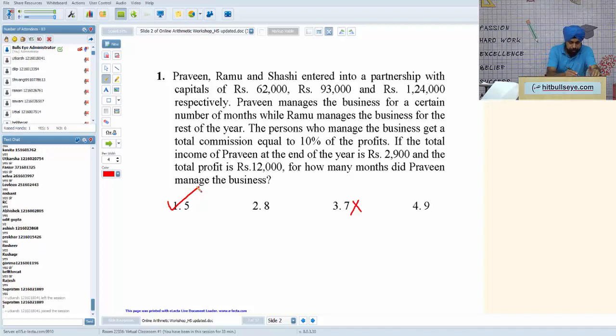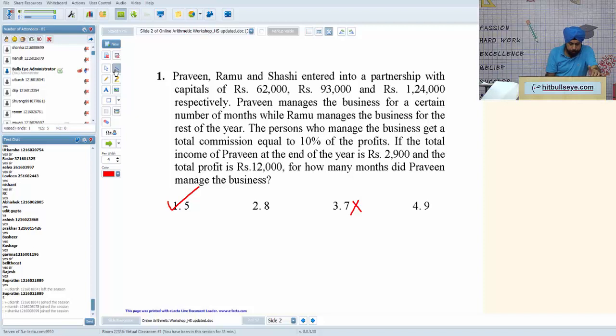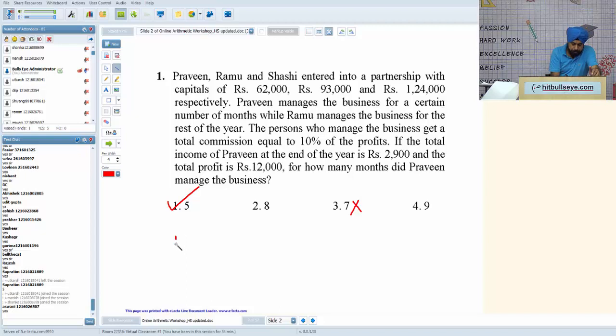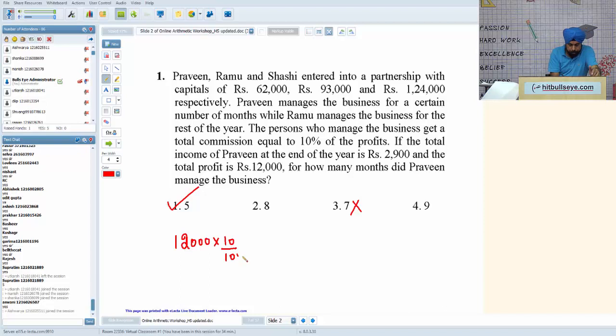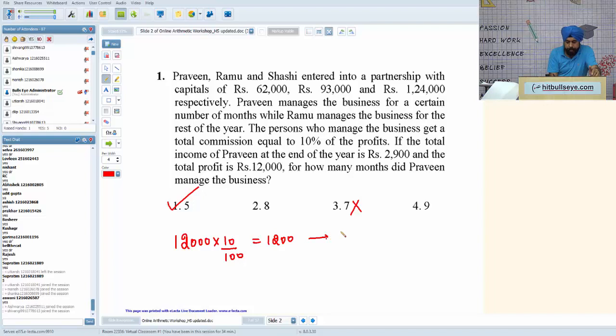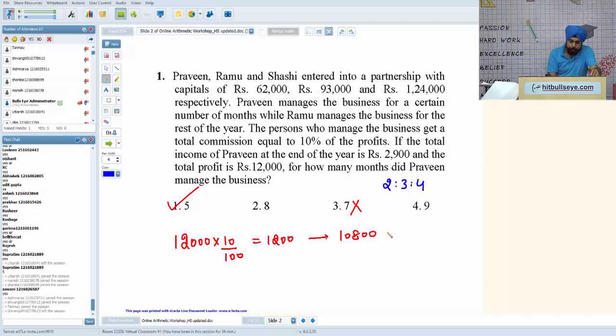Now here in this case, 12,000 rupees is given to be the profit and 10% is kept for managing the business. So 10% of 12,000 is 1200 rupees, students. So that means the remaining 10,800 will be distributed in the ratio of their capitals, which are in the ratio of 2:3:4.